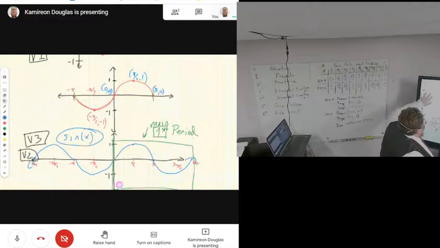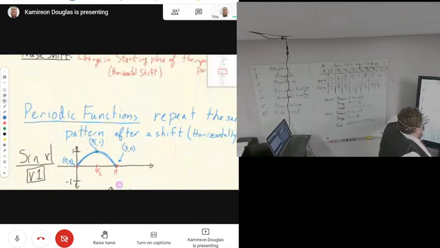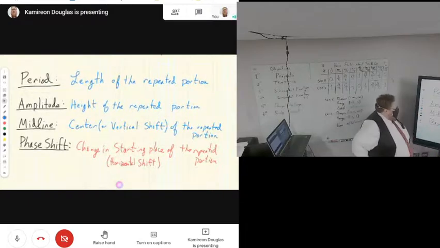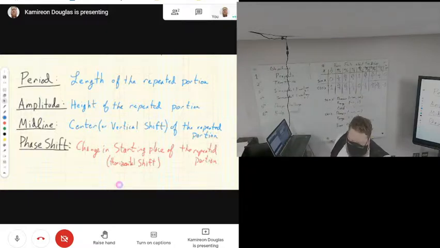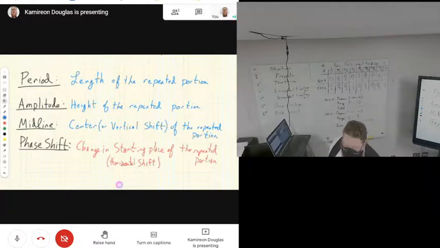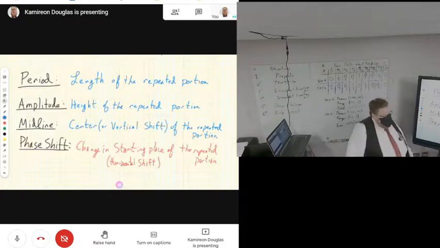These terms, I wanted to write down and make sure I didn't mess any of them up. I usually do. All right, here they are. Period, amplitude, midline, phase shift. These are different ways that the sine and cosine function, and eventually the other trig functions too, can be modified. You can modify the length of the repeated portion, so make the repeated portion stretch out or condense down. You can change the height of the repeated portion, called the amplitude.